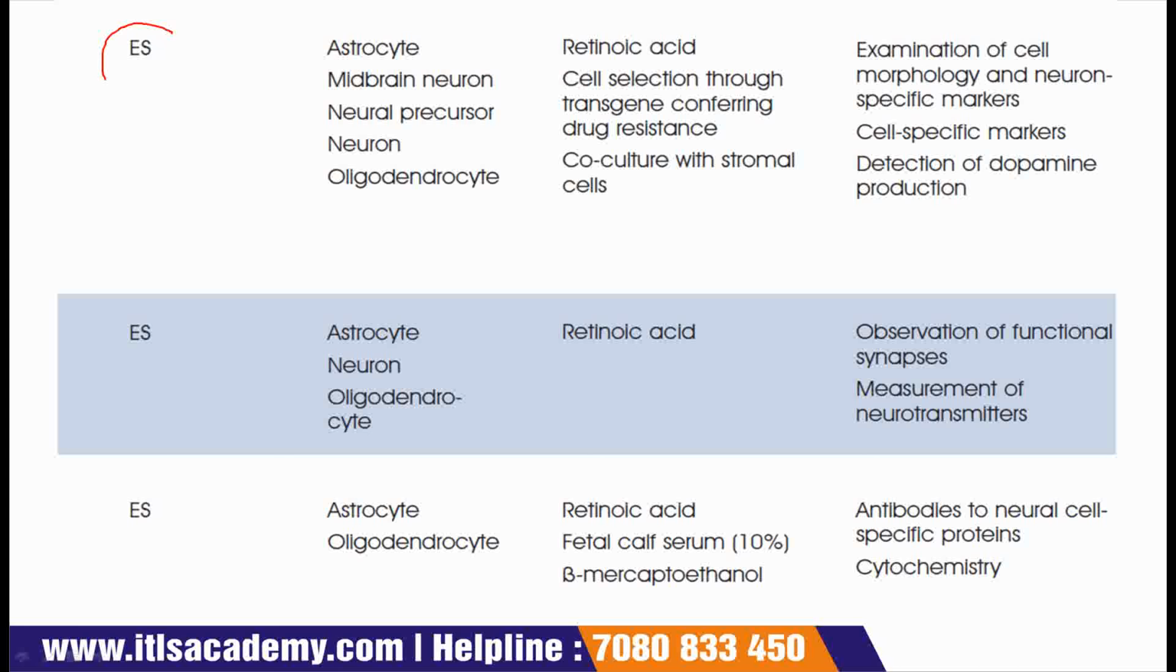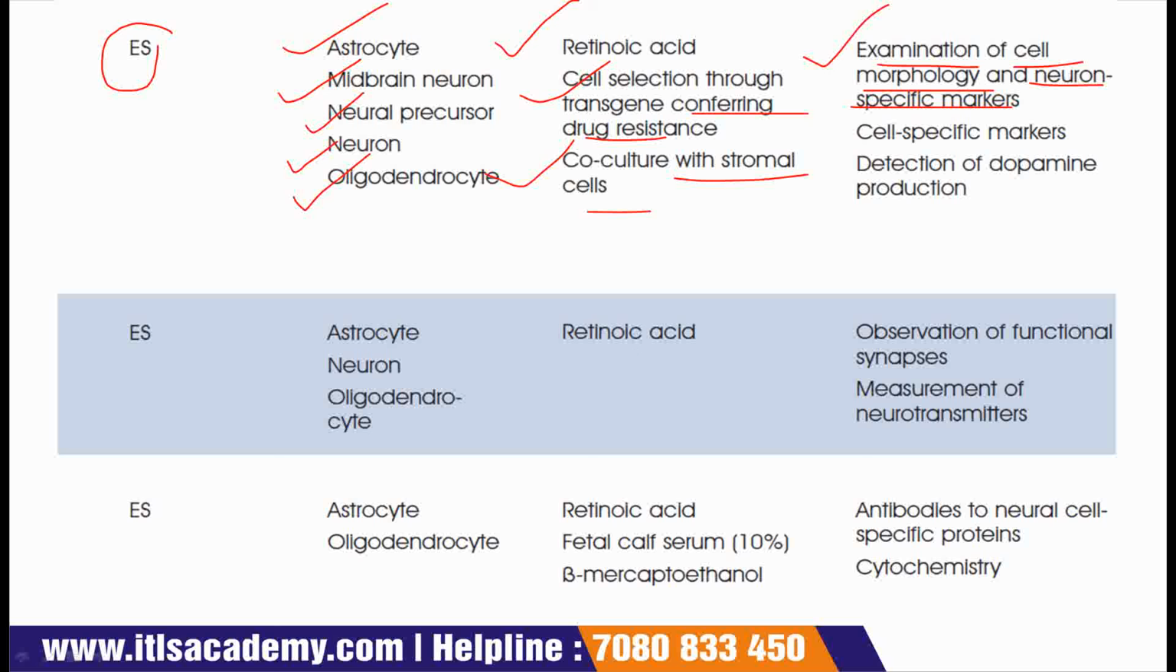Next, cells that are formed from the embryonic stem cells are astrocyte, midbrain neuron, neural precursors and neurons, and oligodendrocytes. Conditions of differentiation will be retinoic acid, cell selection through transgene conferring drug resistance, and co-culture with stromal cells. Methods will be examination of cell morphology and neuron-specific markers, cell-specific markers, and detection of dopamine production.